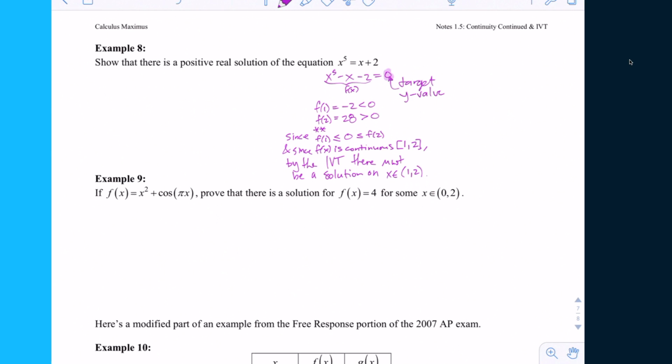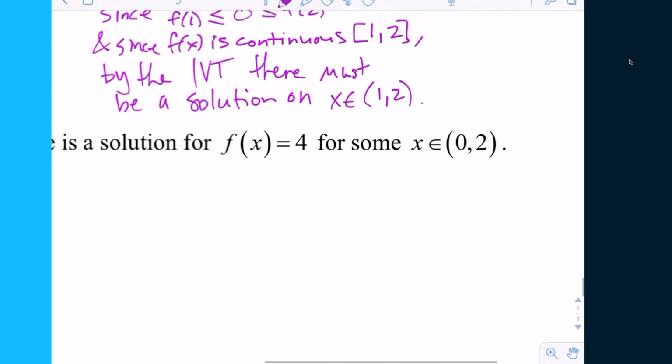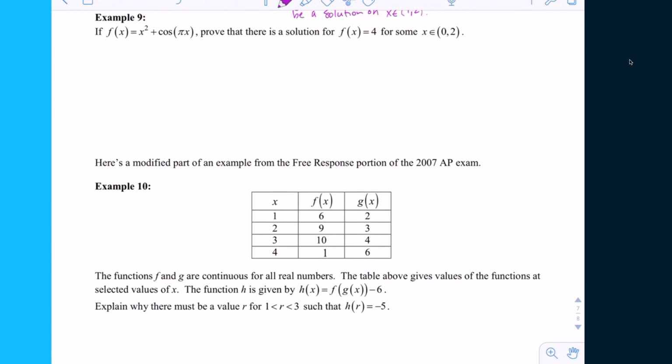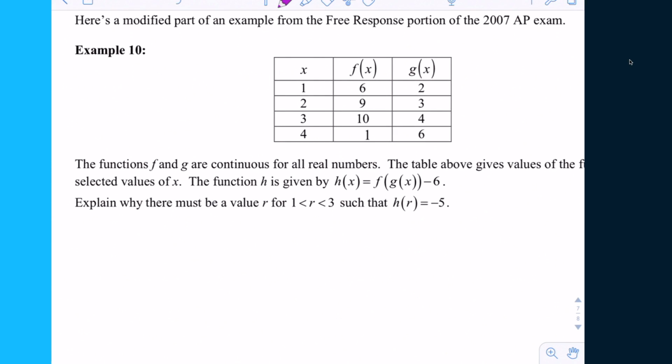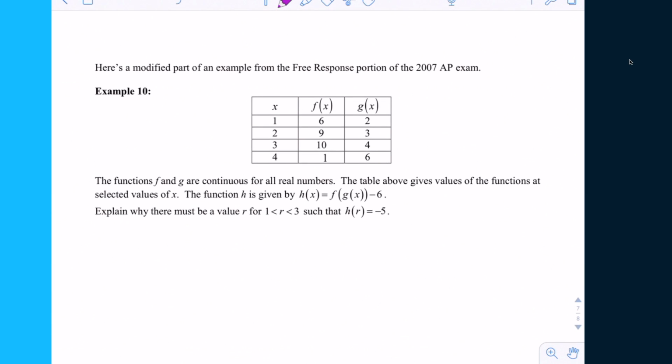Example 9 is pretty much the same way, but notice you're given the interval now. So you don't always have to pick x values and plug them in. In this case, you're just going to find f of 0 and f of 2 and see if it works. Now let me do example 10 real quickly, because this is what was on the AP exam several years ago, and it was the lowest scoring question, I think, in the AP exam's history. This was 2007.